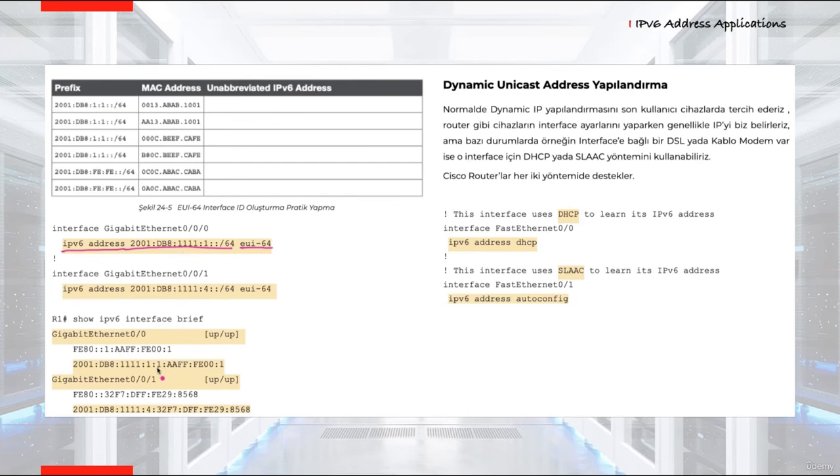Here you can see the resulting interface ID. You can see that our link local address is the same as our IP address, because our link local address is also generated from our MAC address. When you type ipv6 address dhcp under interface, it automatically receives an address from the DHCP server.